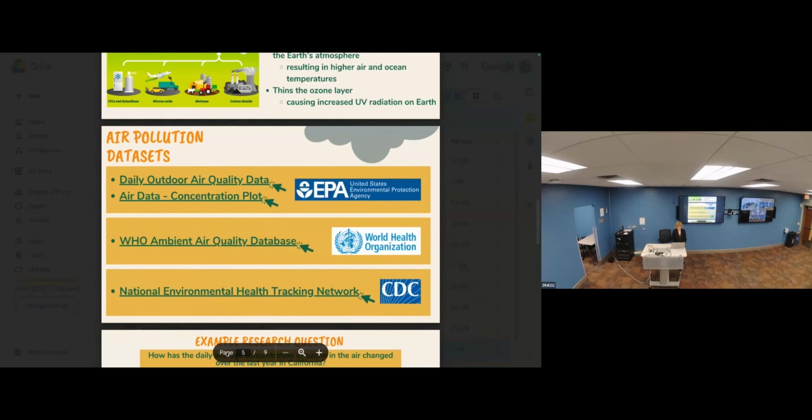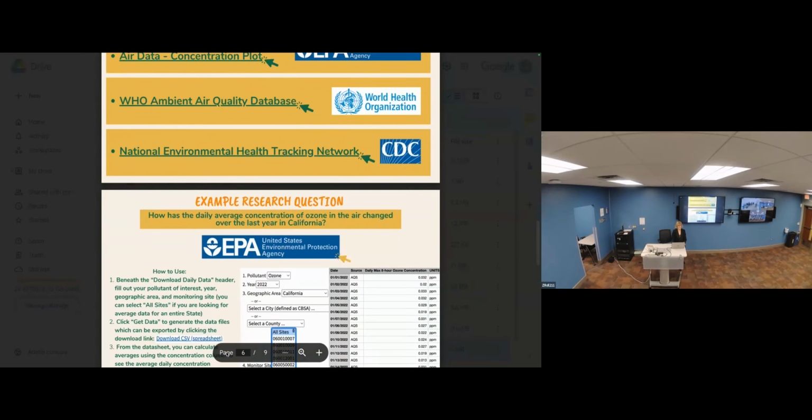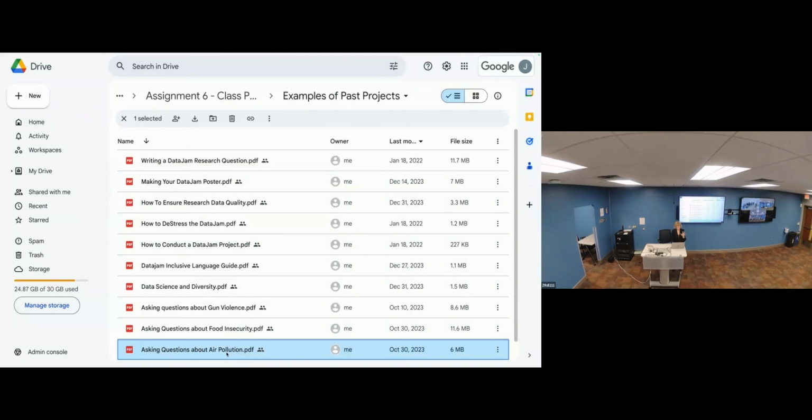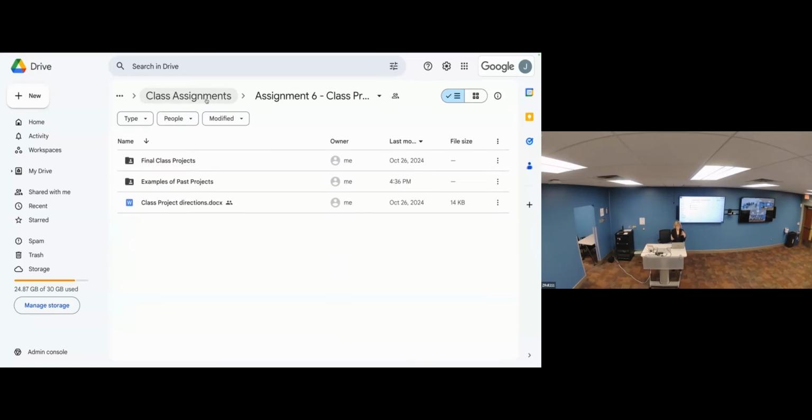And then some data sets, and again, example research questions. I put these together, but there are a lot more guides on the website. I just wanted to give you guys some ideas so you didn't feel like, I'm going to have to go look at the website. How am I going to find these? You can look right here to get ideas.